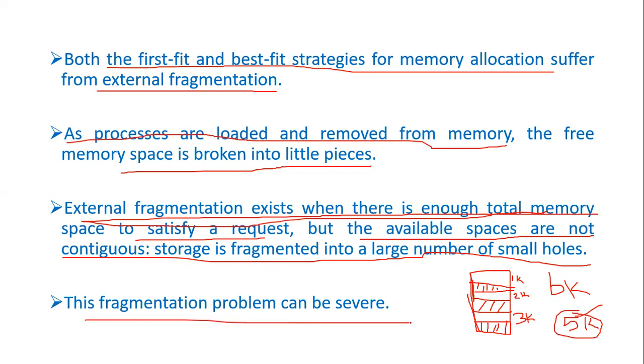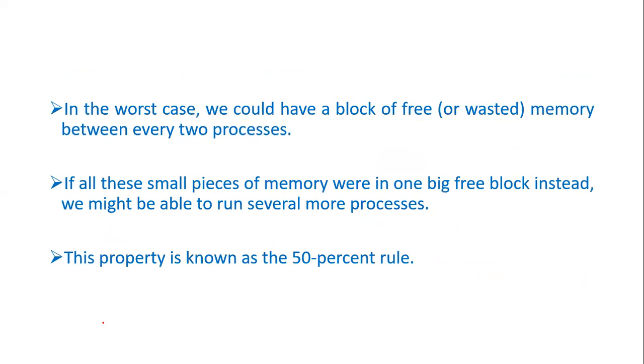This fragmentation problem can be severe because we have space but are unable to allocate the files. In the worst case, we could have a block of free memory between every two processes. If all these small pieces of memory were one big free block instead, we might be able to run several more processes. This property is known as the 50% rule.